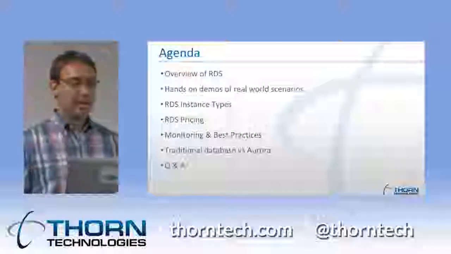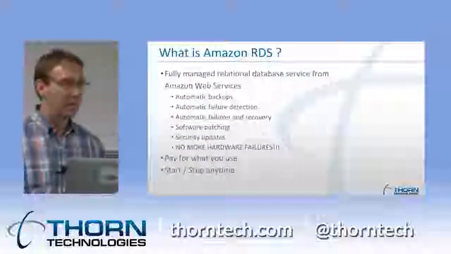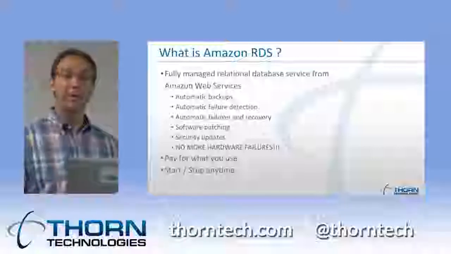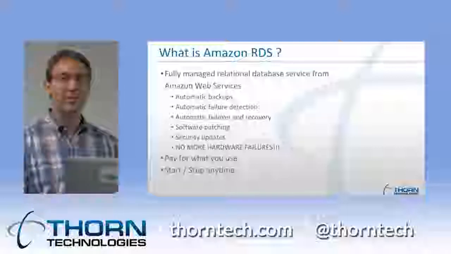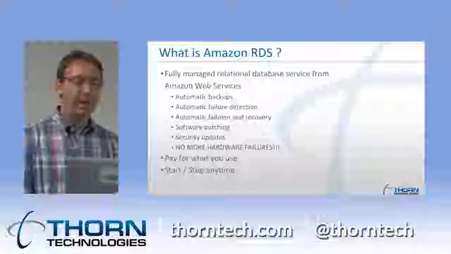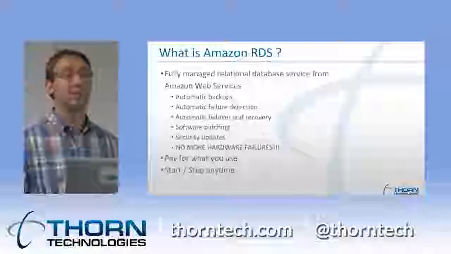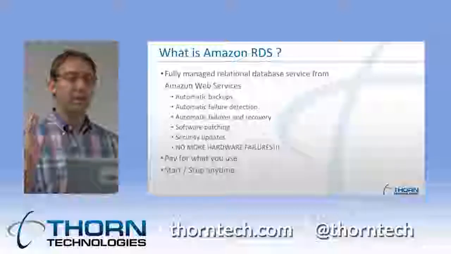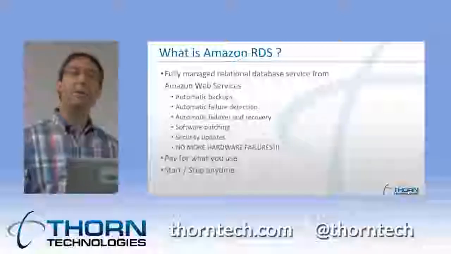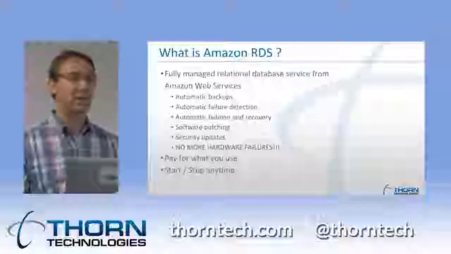So let's dive in. What is Amazon RDS? It's the relational database service from Amazon Web Services. It's fully managed, which means you don't have to worry about hardware, which is what everybody loves about Amazon Web Services. Out of the box, you get automatic backups, automatic failure detection, failover, recovery, software patching, and security updates. Amazon manages this all for you. And the nice thing is you don't have to worry about disk failures or database crashes or all that kind of stuff. Does it happen? Yeah, but they design it so you can recover from it and it doesn't impact your application.